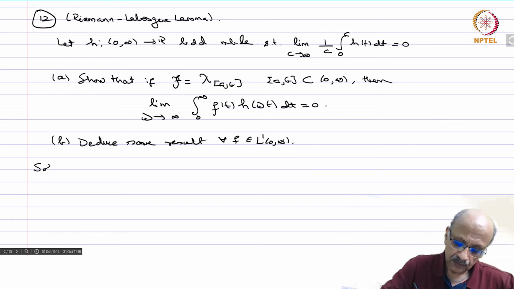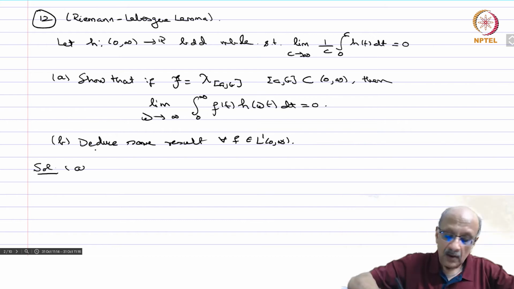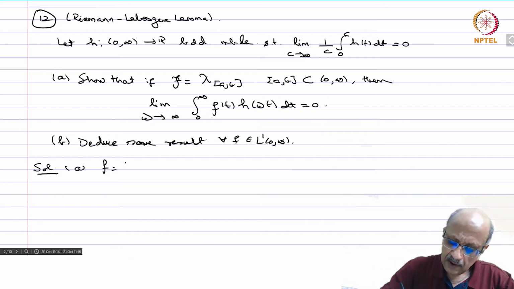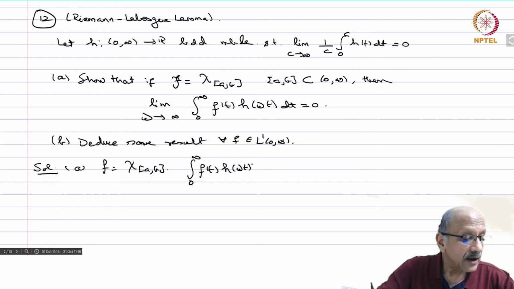So solution, (a). So f equals chi of [a, b]. Okay, so what is the integral from 0 to infinity of f of t h of omega t dt?